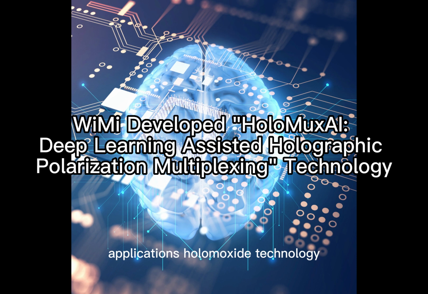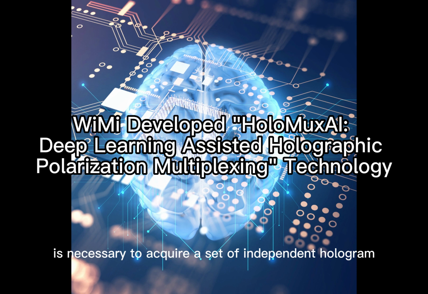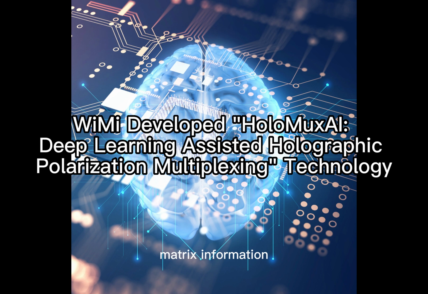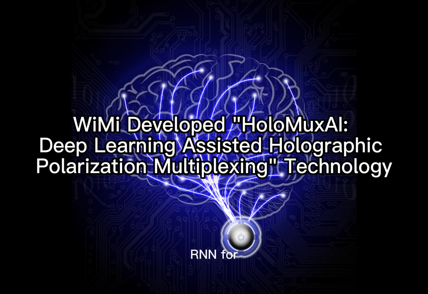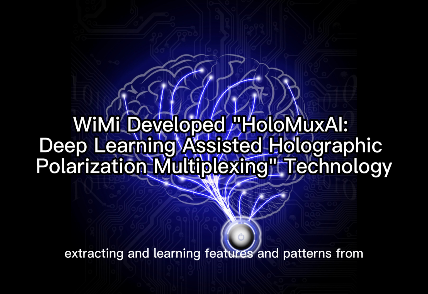HoloMuxAI technology. Data acquisition and preparation. First of all, it is necessary to acquire a set of independent hologram samples that contain information in different polarization states. These samples can be generated through experiments or computational simulations. Each hologram sample needs to be represented in digital form and contain Jones matrix information. Deep learning network design. Next, a deep learning neural network is used to learn the hypersurface structure profiles from these hologram samples. This neural network can be constructed using a convolutional neural network (CNN) and recurrent neural network (RNN) for extracting and learning features and patterns from the holograms.